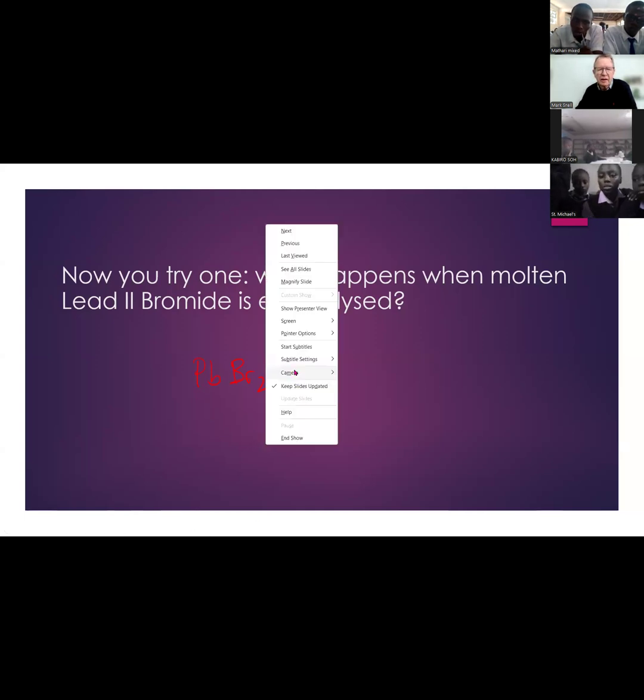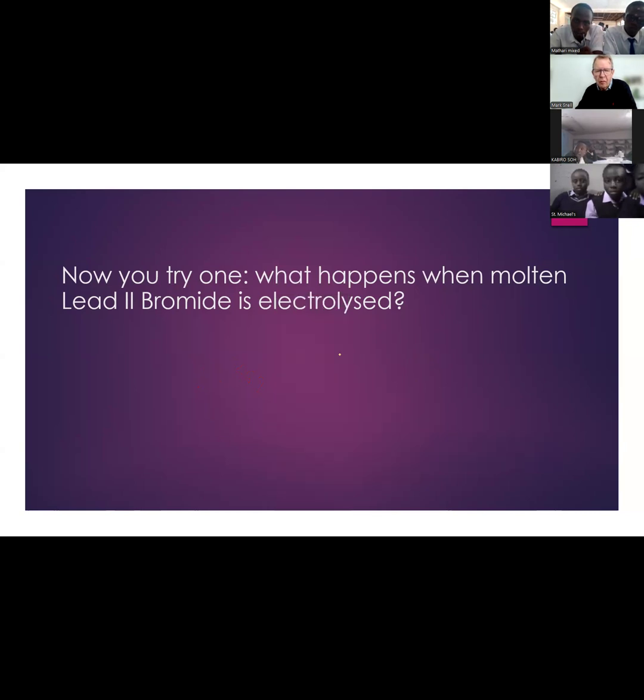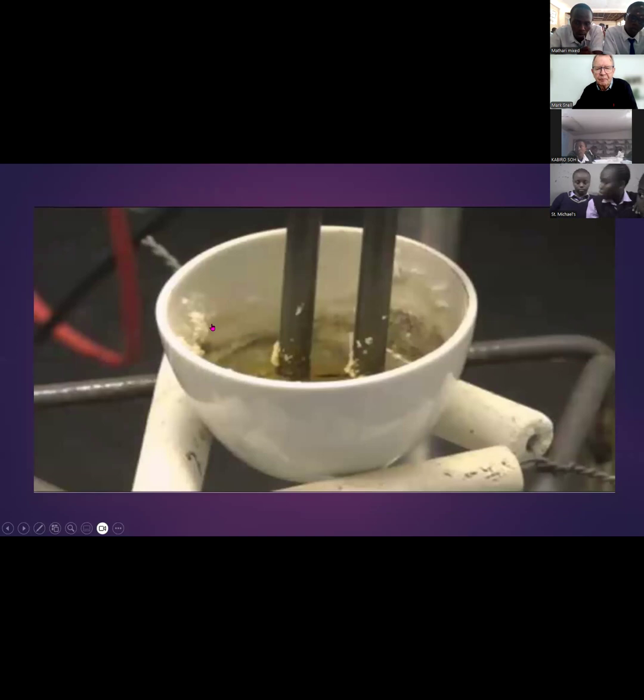PbBr2 can only produce lead and bromine, and bromine goes around as 2 atoms joined together. Okay, so that's what's going to happen. Let's see what it looks like in a proper experiment.